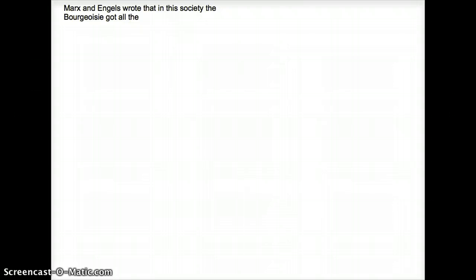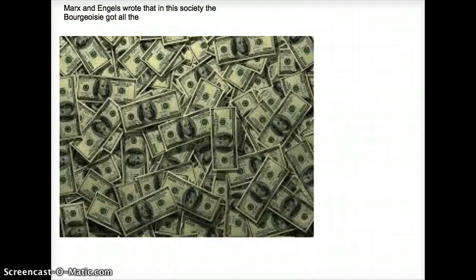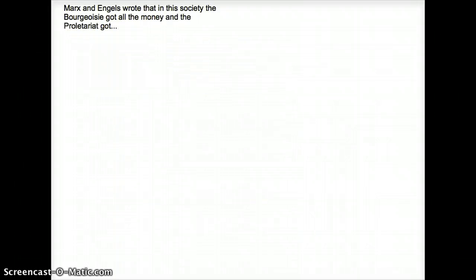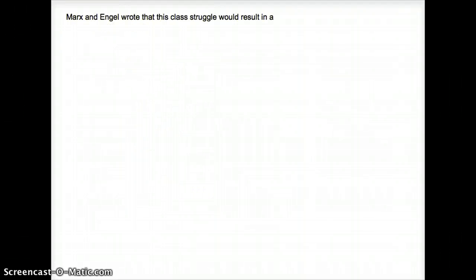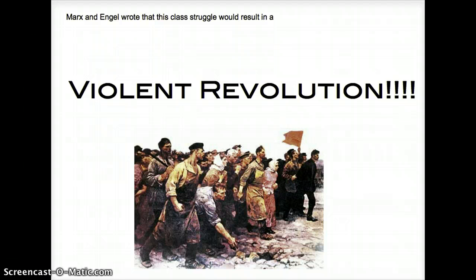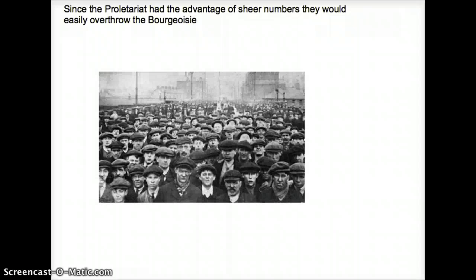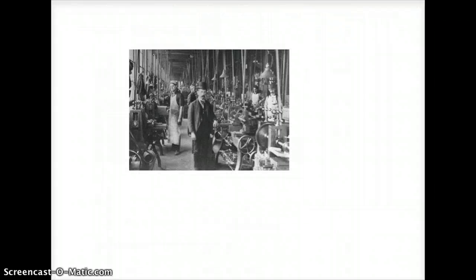Marx and Engels saw in their society, and they wrote in the Communist Manifesto, their book, that the bourgeoisie get all the money. The proletariat in the industrial society end up getting not a whole lot of money. Marx and Engels wrote that this class struggle would eventually result in a violent revolution. And if you think about it, the proletariat had a sheer vast number. There were way more factory workers than there were factory owners. So basically it means this group of people could probably take that one guy. And that's pretty much what happens.